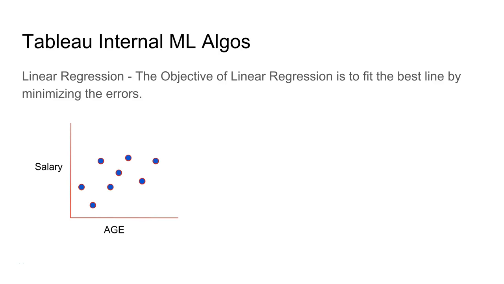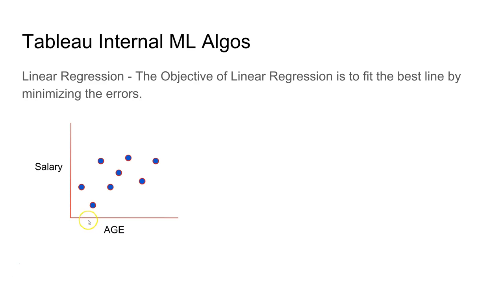Hi there. In this video, I will talk about the Tableau internal machine learning algorithm linear regression. And as you can see, the objective of linear regression is to fit the best line by minimizing the errors. So here we have one example where we have age on the x-axis and salary on the y-axis.